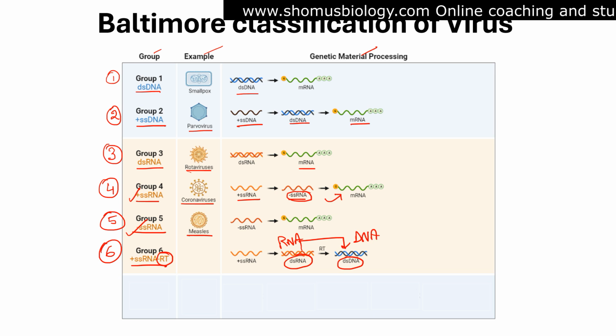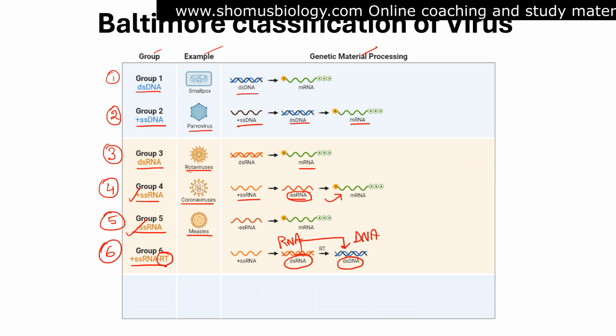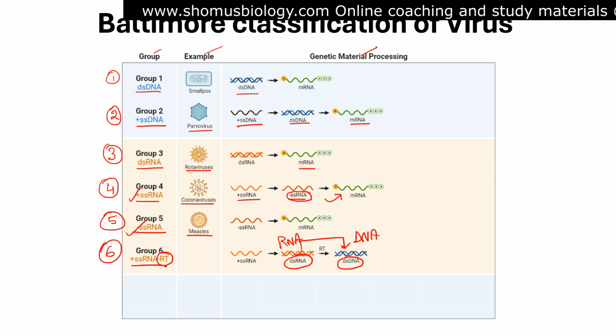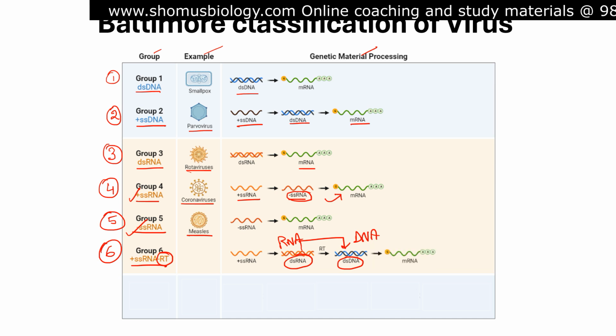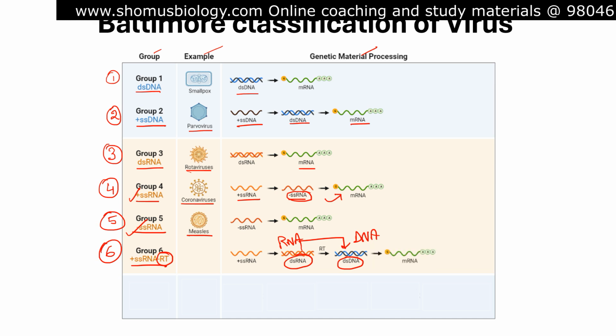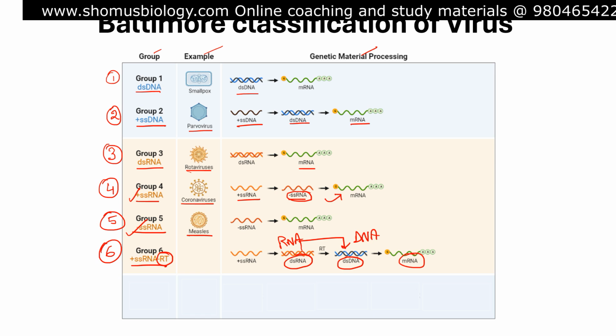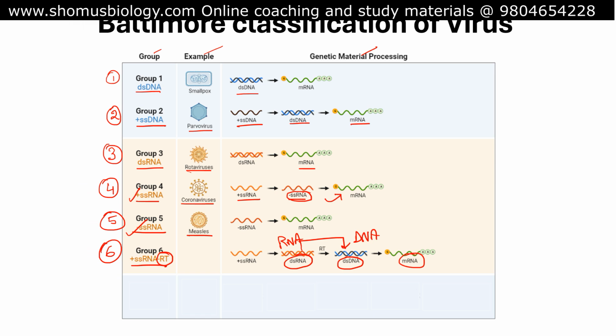So this category, this group 6 of the viruses, they carry the reverse transcriptase enzyme. So single-stranded RNA-RT is this category. And after this double-stranded DNA, we'll make the mRNA. Normal transcription from DNA to the mRNA can be made.